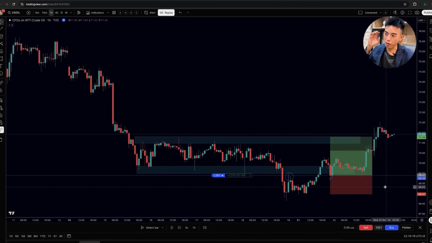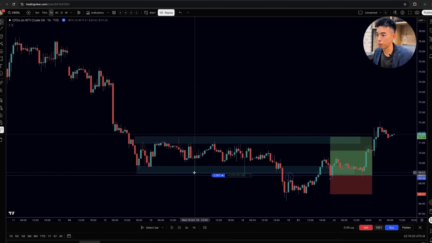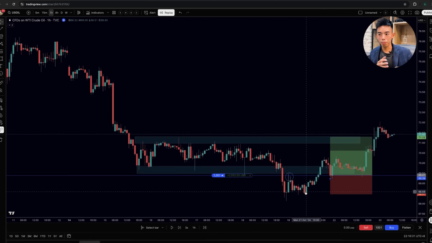This is one of my favorite strategies when it comes to trading ranges. You don't want to just be selling at the top, buying at the bottom. You want to wait for people being trapped on the wrong side, making sure that people are on the wrong foot and then take advantage of that and take the other side. That's where real money is made.